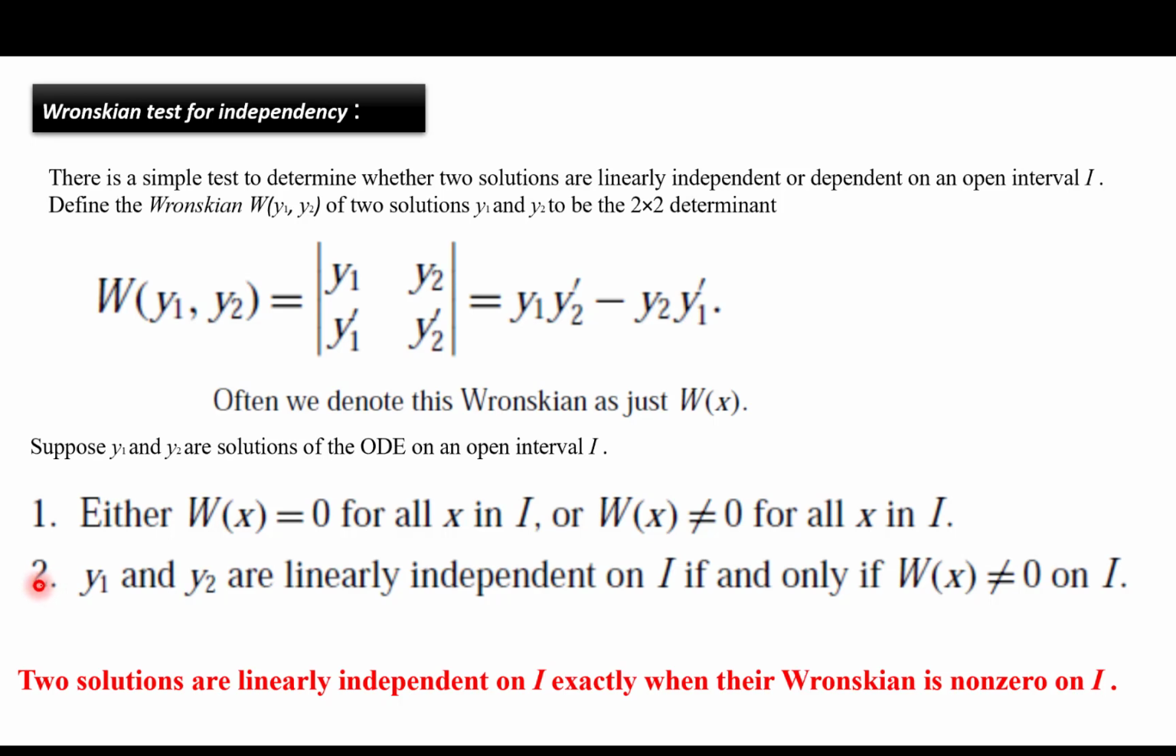And the second condition, which is the important one for us: y1 and y2 are linearly independent on the interval I if and only if the Wronskian does not equal 0 on this interval. Okay, so this is what I put here in the red color. The solutions are linearly independent on I exactly when their Wronskian is non-zero on I.